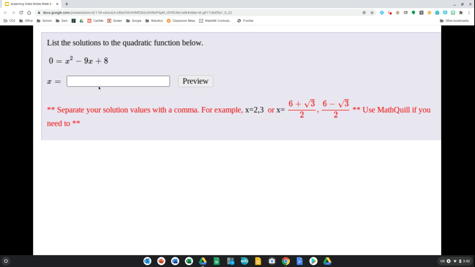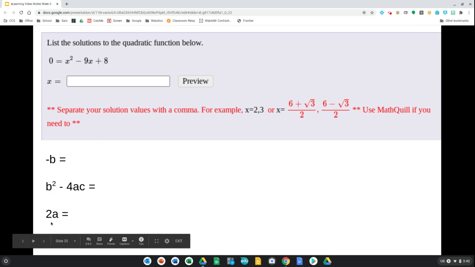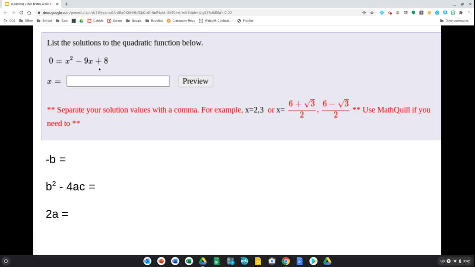And so what we talked about was this formula that you can use called the quadratic formula, and it involves 3 pieces: negative b, b squared minus 4ac, and 2a. And remember, a, b, and c correspond to numbers in this problem. A is always the number in front of the x squared, b is always the number in front of the x, c is always the other number. So in this case, a is 1, b is -9, c is 8.